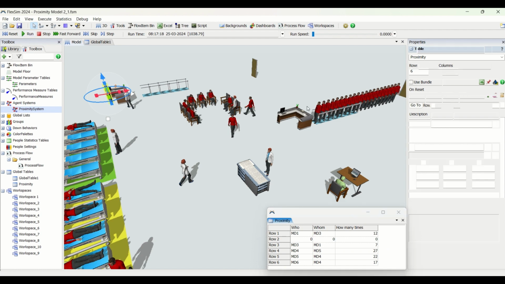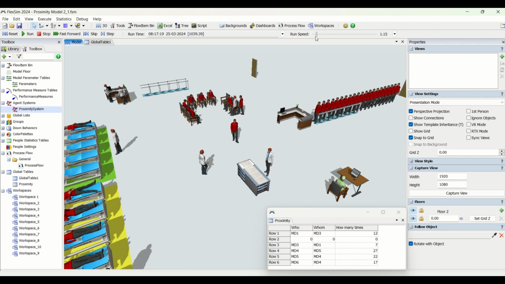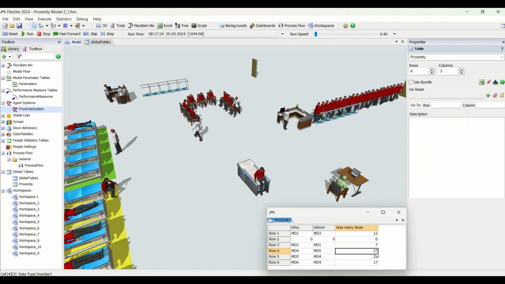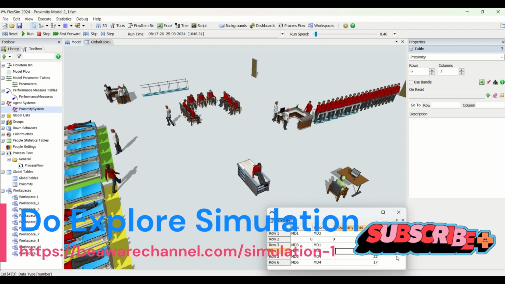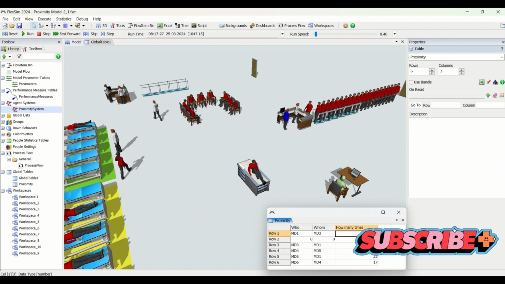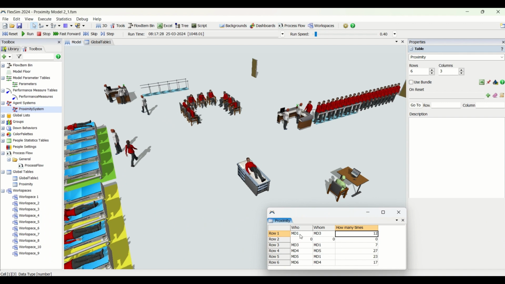I have identified some of the best cases so that I could explain the importance of the proximity analysis we can do in this DES simulation. You can clearly see that the highest number of interactions is 27. The least interaction is 12, which is between MD1 and MD3.